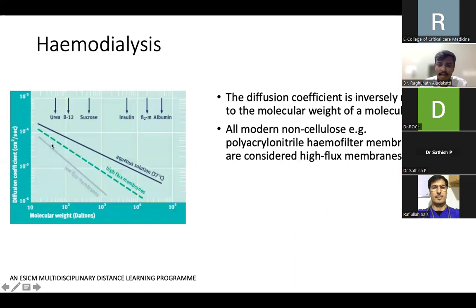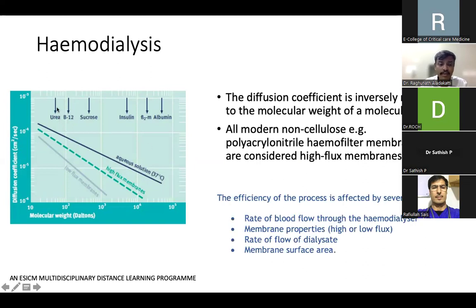Here, as I told, the diffusion depends on the diffusion coefficient. It is inversely related to the molecular weight of the molecule. Higher molecular weight molecules, like albumin and beta 2 microglobulin, don't go out. Urea and vitamin B12 move out easily. It also depends on which type of membrane you are using. It may be a high flux membrane or a low flux membrane. The high flux membranes most commonly used nowadays are non-cellulose. Modern ones are non-cellulose membranes. Those are called polyacrylonitrile hemofilters, or PAN.